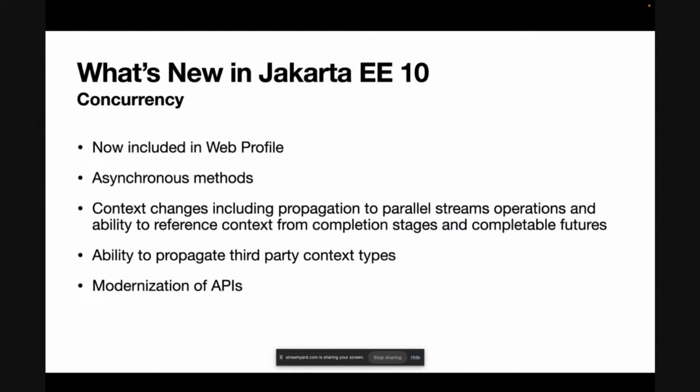First off, we've got concurrency, and this is now included in the web profile. So if you want to jump from using the full profile to the web profile, you can still use concurrency. This also now includes asynchronous methods, and there are context changes, including propagation to parallel stream operations, and also the ability to reference context from completion stages and completable futures, which would be very helpful.